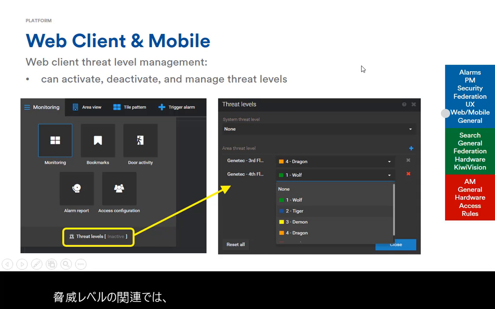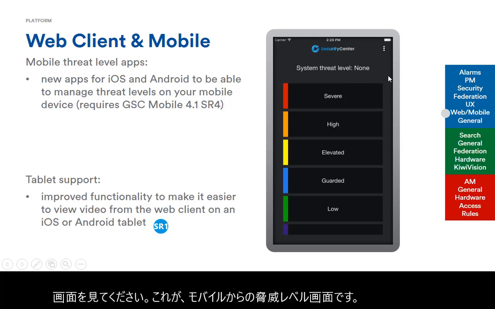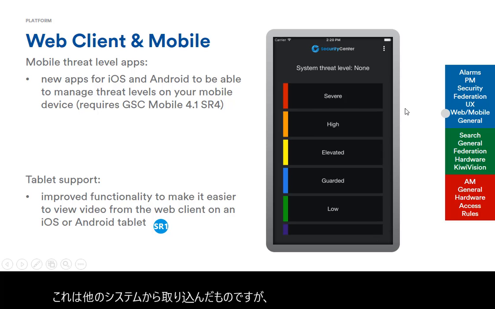And speaking of threat levels, we actually have a mobile threat level app. So this is basically what it looks like here. I pulled one from another system, but basically we have an app available for iOS, and now it's available for Android as well.